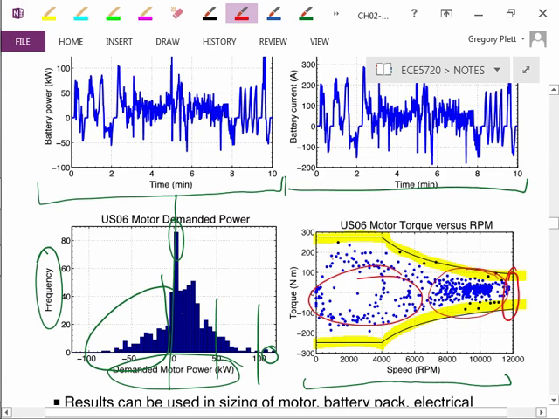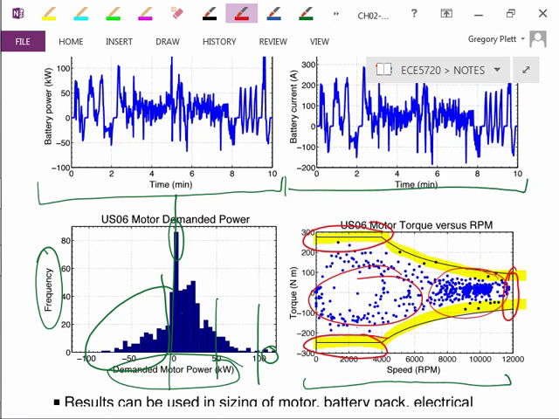We want to see, are most of my data points maxing out the torque? And here they're not. So that's good, because if I'm maxing out the torque all the time, that means my motor is probably under-designed. But if I'm way too far away from the max torque, that means my motor is probably over-designed.